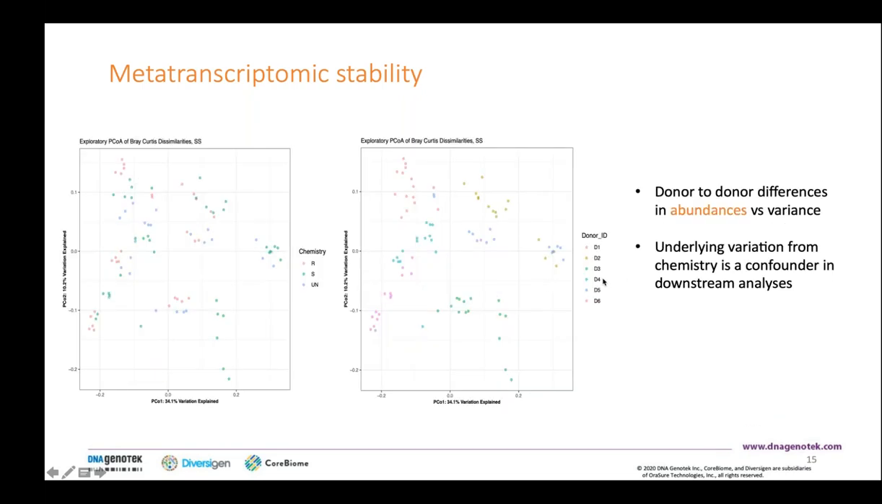I'll contrast again to a non-compositional approach. This is the exact same data represented in Bray-Curtis dissimilarity PCoA plots, and the data are colored either by chemistry or by donor. But in this case, the effect of the chemistry is obscured, and I hope you can see that the clusters associate with different donor groups, and you're not actually able to detect that underlying variation that I just showed is actually driving bias between the upstream choice.